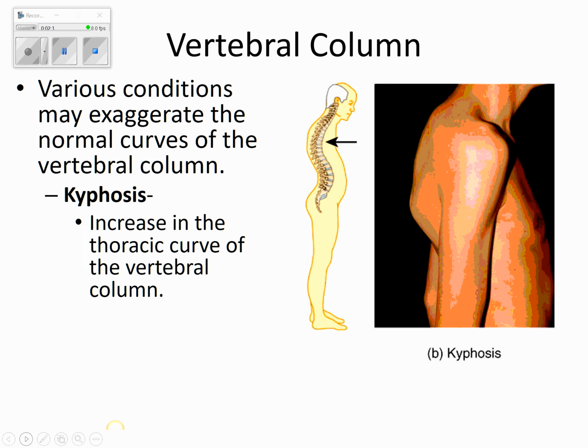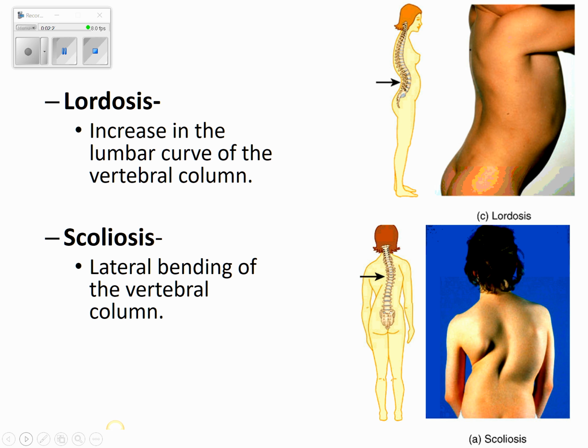Next, vertebral column. You have various conditions that may exaggerate the normal curvature of the vertebral column. Kyphosis, of course, is when they have an increased thoracic curvature of the vertebral column. Lordosis is when you have an increase in the lumbar curve of the vertebral column, because it goes more inward. Scoliosis, of course, is when you have a lateral bending of the vertebral column. It'll bend over to one side more than the other.